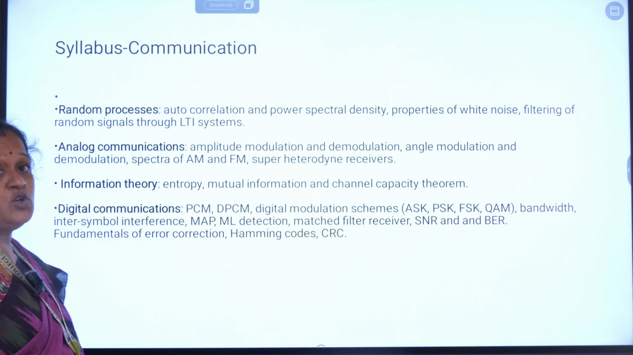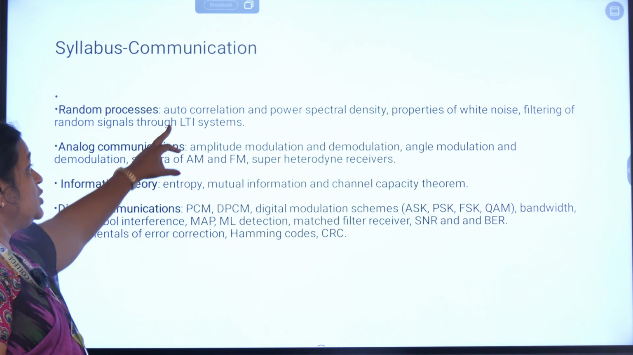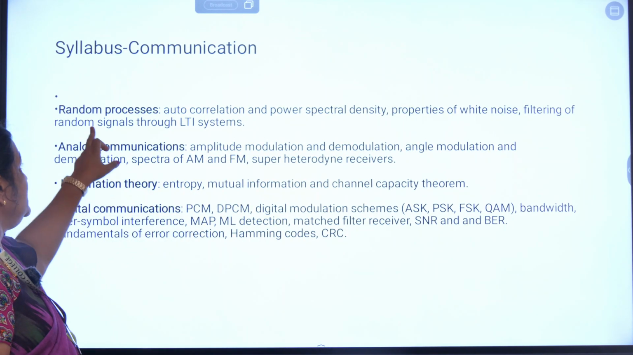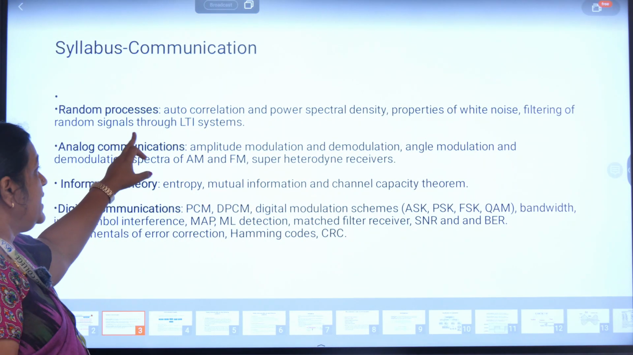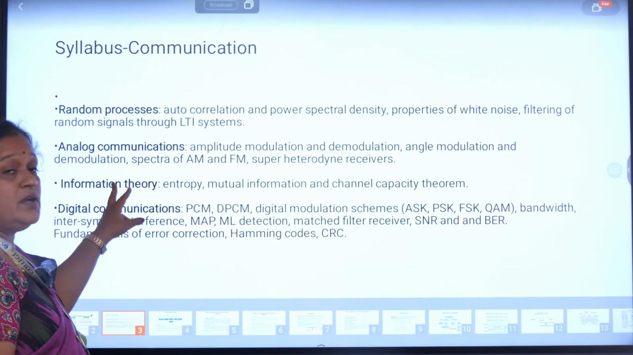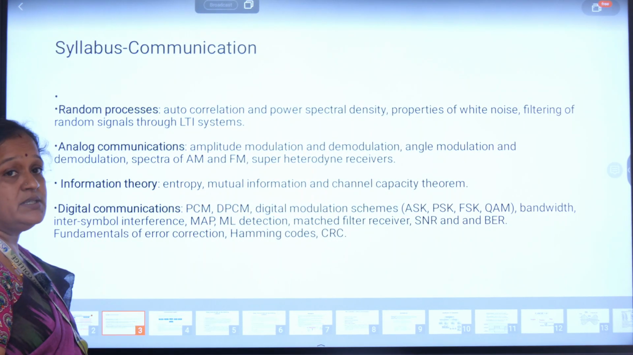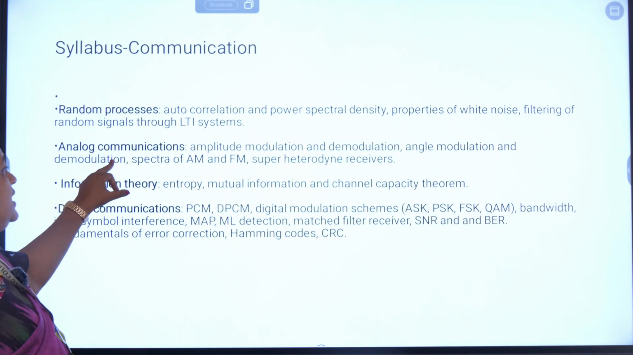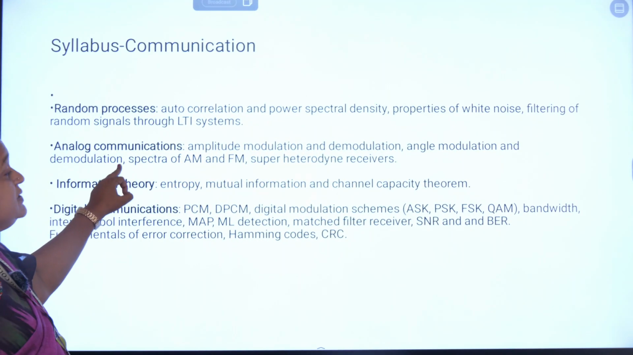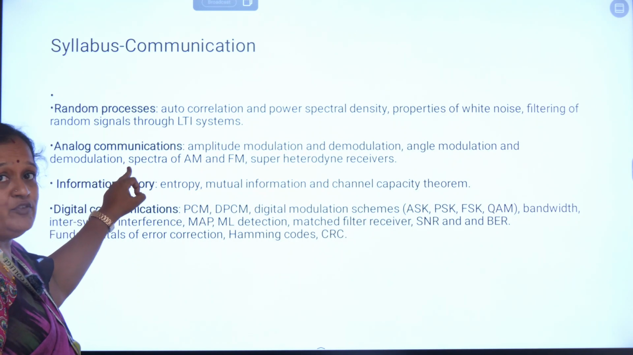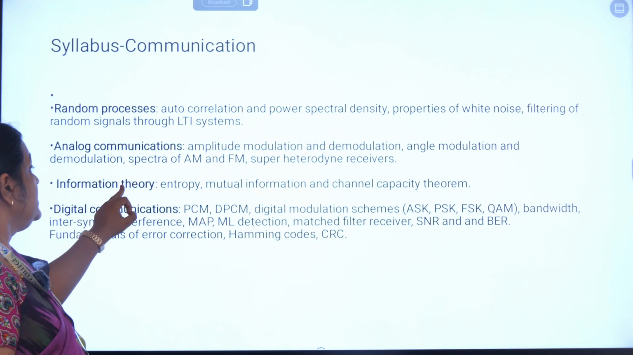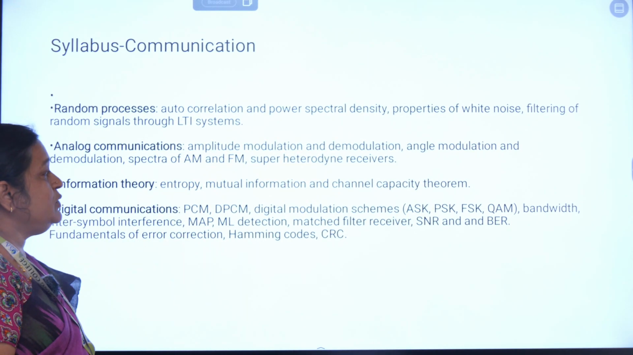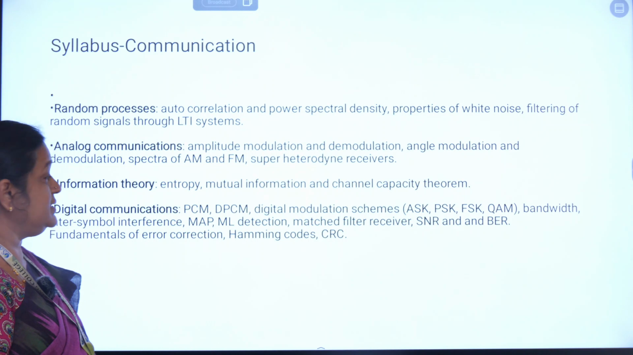Right here, the first topic is random process, that is autocorrelation, power spectral density, properties of white noise, filtering of random signals through LTI systems. Then analog communication. In analog communication: amplitude modulation and demodulation, angle modulation and demodulation. Then spectra of AM and FM, superheterodyne receivers. Then information theory. Under information theory: entropy, mutual information and channel capacity theorem.